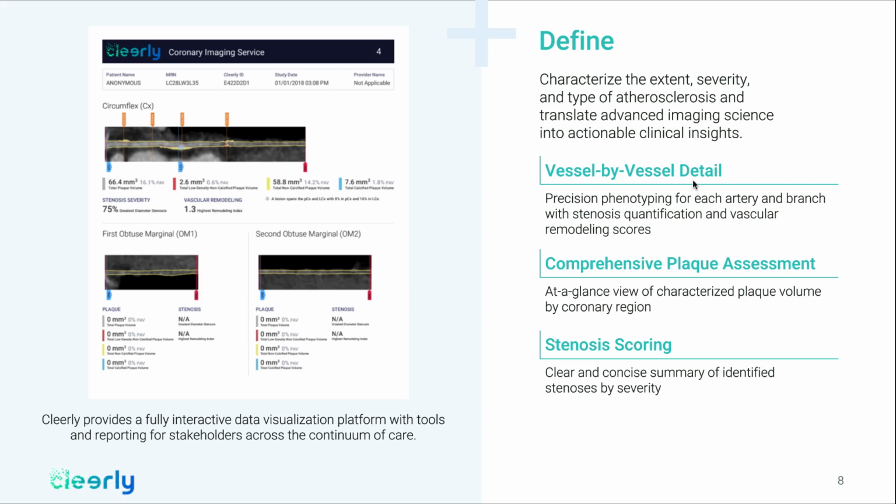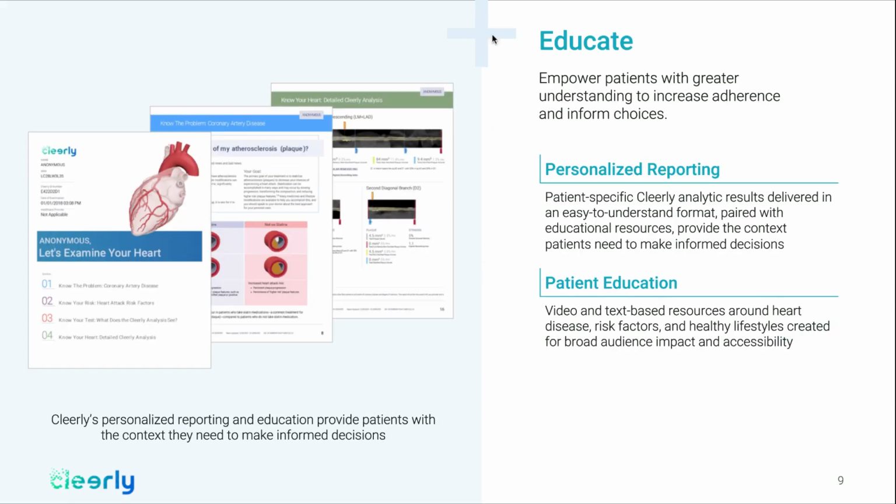CLEERLY defines vessel by vessel detail, precision detail of each artery and branch with the degree of stenosis quantified down to the single digit, and also assesses for vascular remodeling scores. You get a comprehensive plaque assessment and a stenosis scoring showing which of your vessels have narrowing down to the single digit percent. CLEERLY provides an outstanding educational packet for the patient showing all of their results, the types of plaque present or absent, and the interventions possible to halt this disease progression.